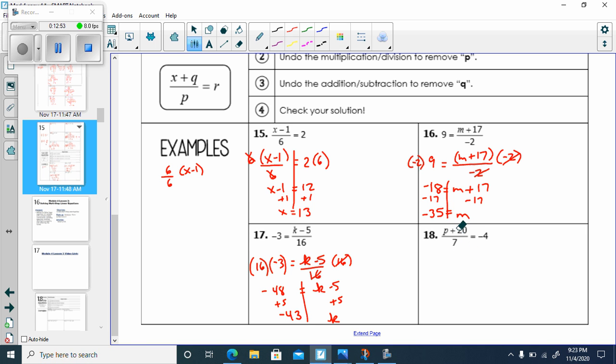And then on this one, p plus 20 divided by 7 equals -4. To get rid of the 7, I multiply both sides by that 7. It gives me p plus 20 equals -28. Let's subtract 20 from both sides. And I've got p is equal to -48. Okay? That's your solution for that one.